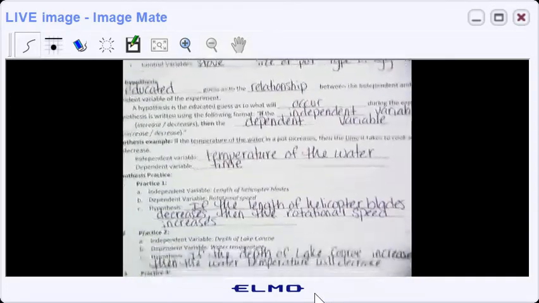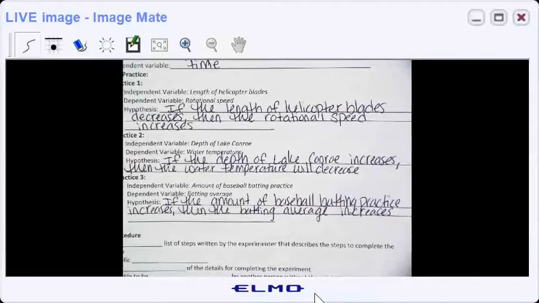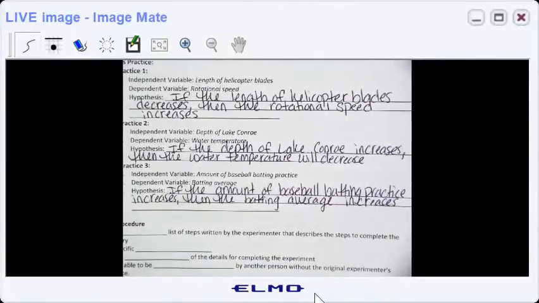Let's check our work. So for number 2, I wrote down, if the depth of Lake Conroe increases, then the water temperature will decrease. So the further down you get in water, the colder it probably is. And then for number 3, I wrote down, if the amount of baseball batting practice increases, then the batting average increases. So the more practice you get, the better your average is.